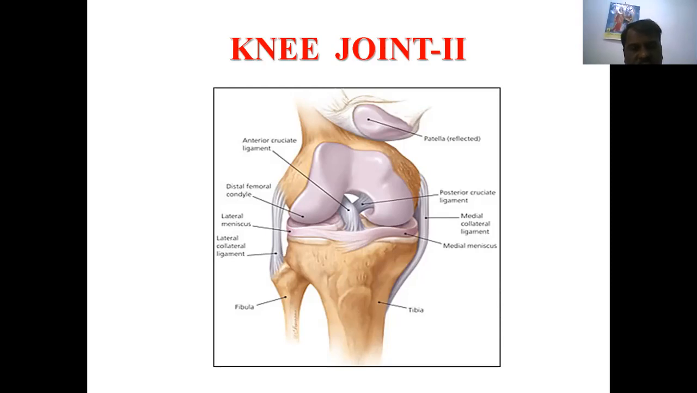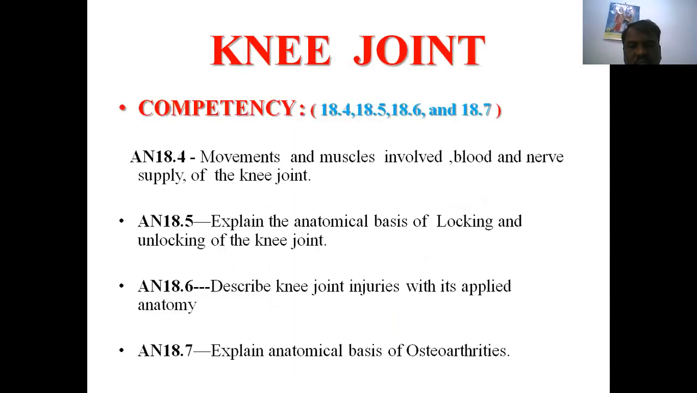Today we are discussing the continuation of the knee joint: the blood supply and nerve supply. These are the competencies: movements and muscles involved, blood supply and nerve supply of the knee joint, explain the anatomical basis of the locking and unlocking of the knee joint, describe the knee joint injuries with their applied anatomy, and explain the anatomical basis of osteoarthritis.